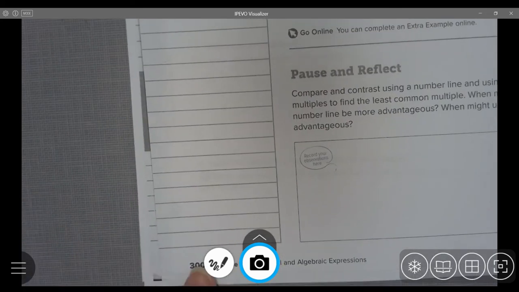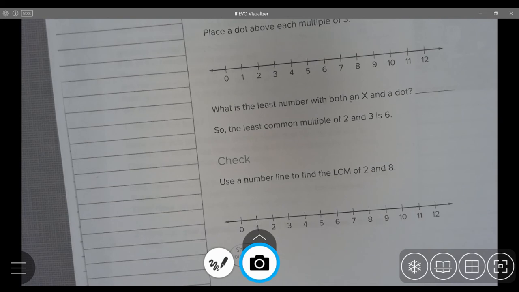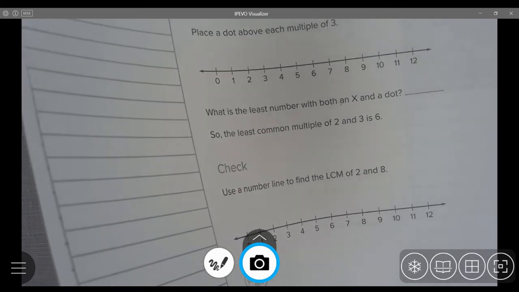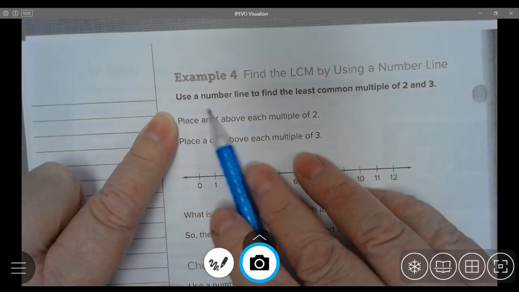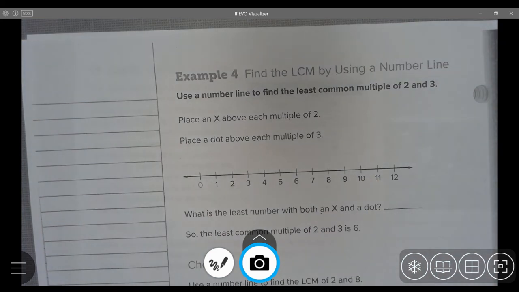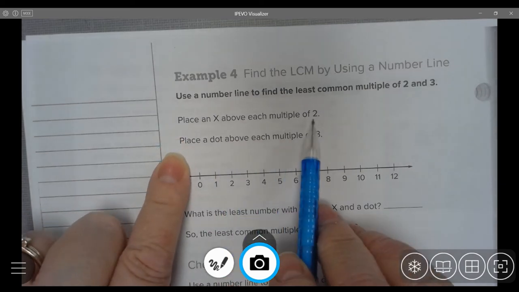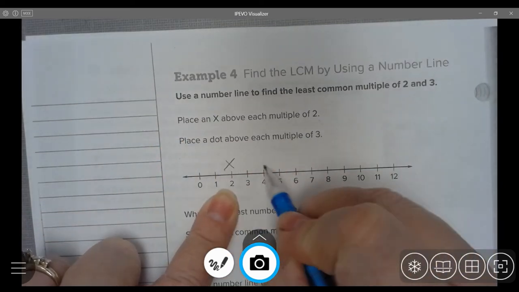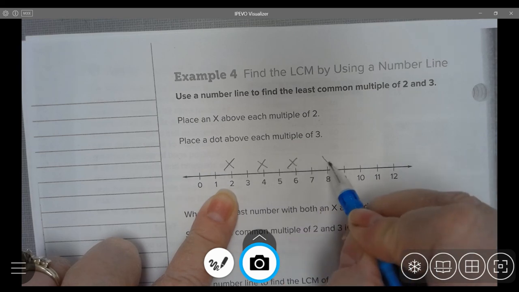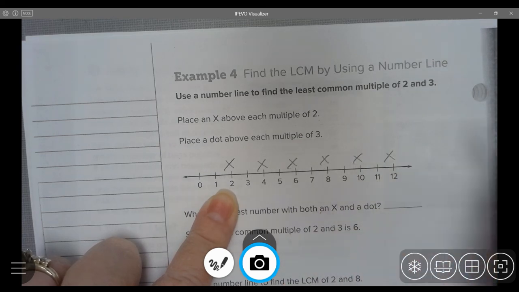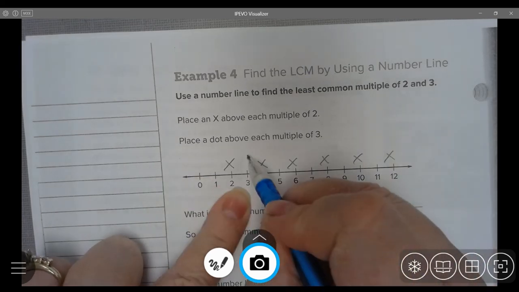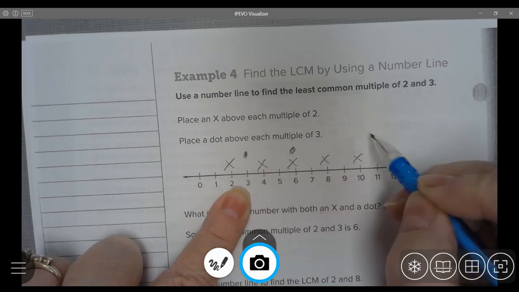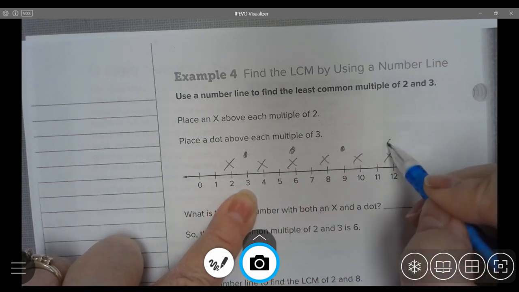Continuing on page 300. The other thing we can do is find the least common multiple by using a number line. Use a number line to find the least common multiple of 2 and 3. I'm going to put an X above every multiple of 2: 2, 4, 6, 8, 10, 12. And then a dot above each multiple of 3: 3, 6, 9, 12.